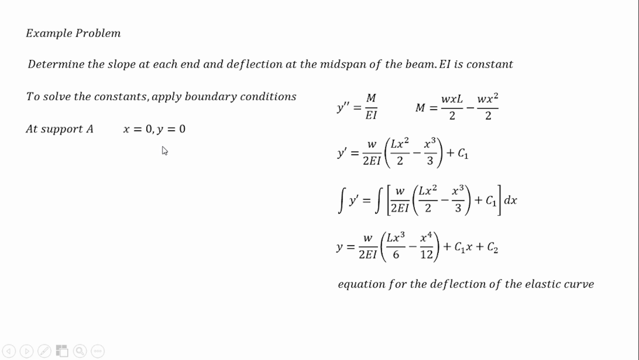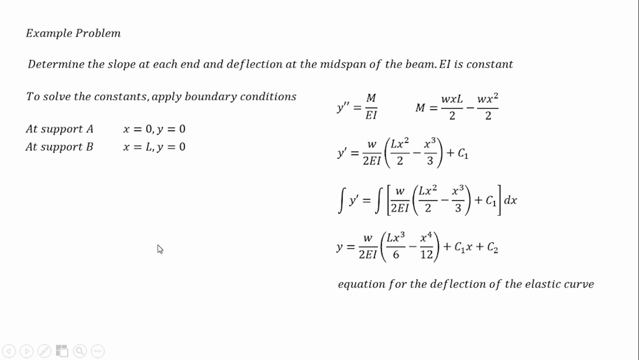So, we can use this condition. And of course, at support B, or at the roller, our x there is equal to L. So, its location is equal to L, and the deflection there is also equal to 0. So, just remember that in deflections, to solve the constants or to apply the boundary conditions, wherever the support is, the deflection there, or y, is always equal to 0.